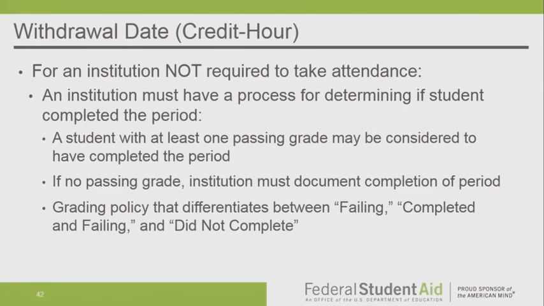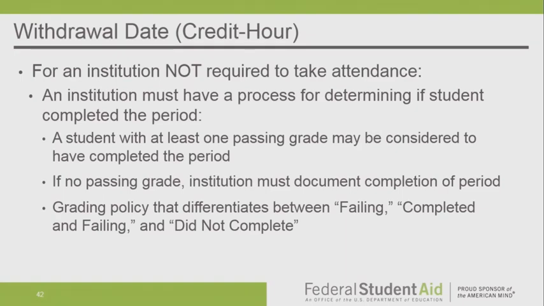So, other options for schools that are not required to take attendance is that you have to have a process. When I was a director of financial aid, I always loved this term in the regulations. You have to have a process. They never told me what the process was. And I'm glad they didn't, because you don't want us to tell you everything that you have to do. You want to be able to make that determination. But you have to have a process for determining that the student completed the period.